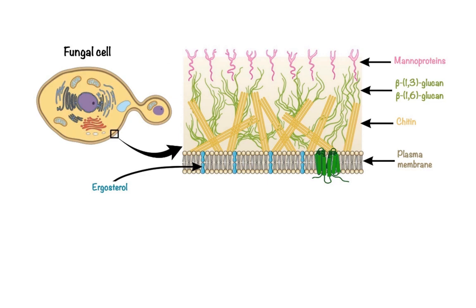One of them is a broad-spectrum antifungal drug called amphotericin B. Amphotericin B works by binding to ergosterol in the fungal cell membrane and forming pores that cause rapid leakage of intracellular ions, ultimately leading to fungal cell death.